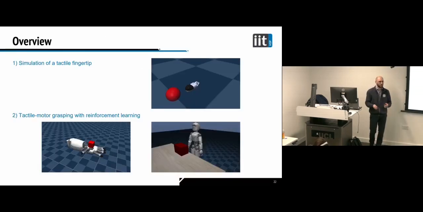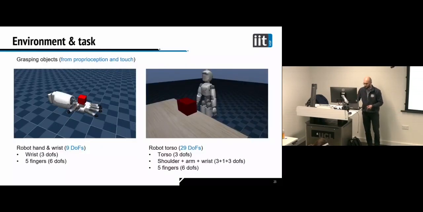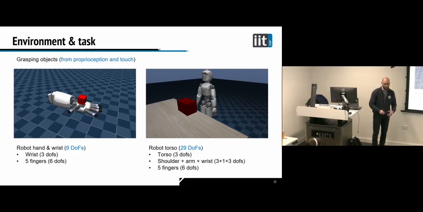So, okay, now we have this tactile model. We put it in two environments, and we do some reinforcement learning very quickly. The task is to grasp some object, and we have two environments. One is a robot hand and a wrist, so we control 9 degrees of freedom, and in the other one we control the upper body of the ergoCub, and the core is fixed.